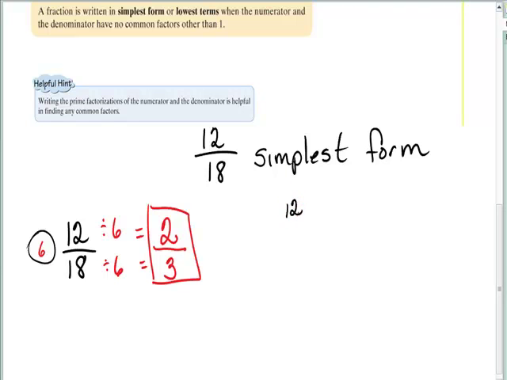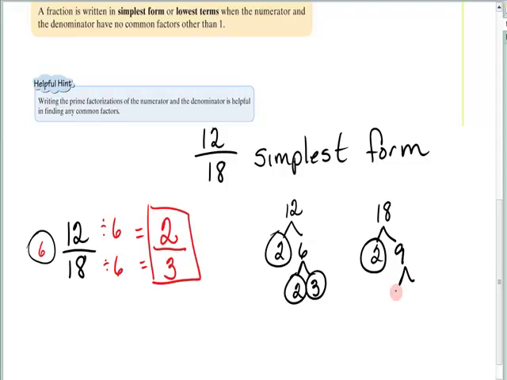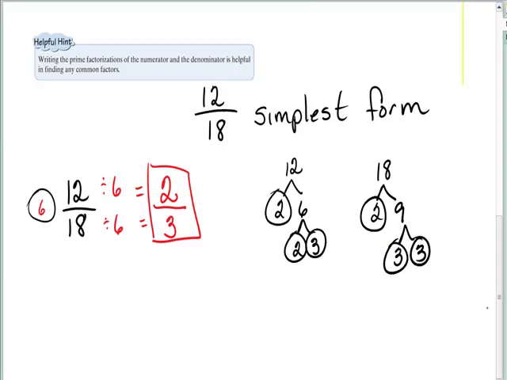You could take the number 12. Prime factorization. It's 2 times 6. That's a prime. 6 is 2 times 3. Those are primes. I'll come back to that. The denominator is 18. That's 2 times 9. 2's a prime. 9, 3 times 3. Those are primes. Now, I'm not going to put it in exponential notation, but I'm going to take 12/18 and write it as 2 times 2 times 3 over 2 times 3 times 3.